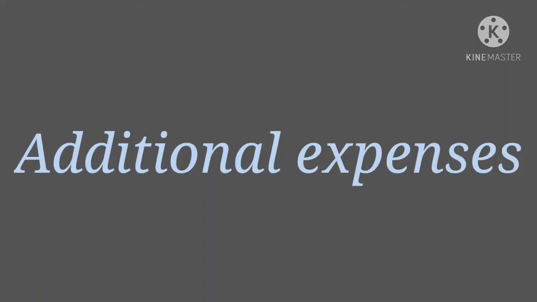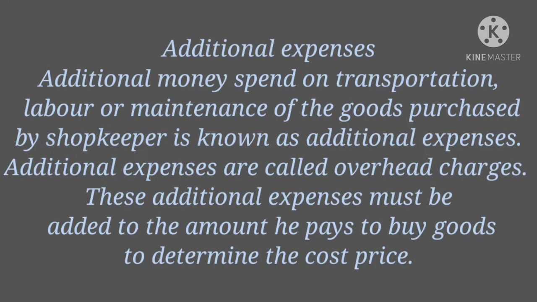Next topic, additional expenses. Additional money spent on transportation, labor or maintenance of the goods purchased by shopkeeper is known as additional expenses. Additional expenses are called overhead charges. These additional expenses must be added to the amount he pays to buy goods to determine the cost price. That means to find the cost price of an item, we have to add overhead charges of that item to the price of that item to get the exact cost price.